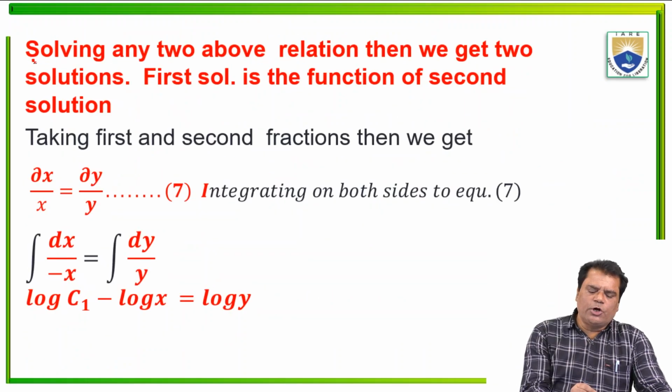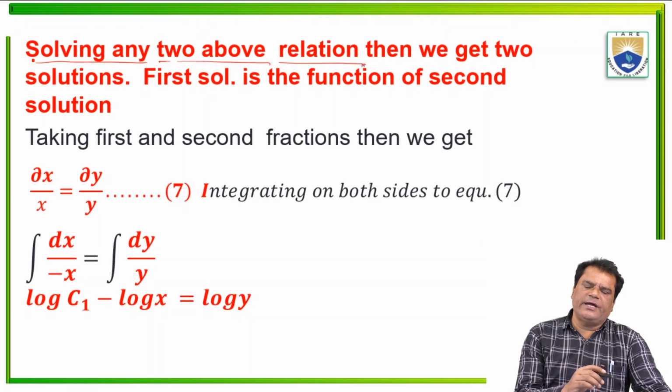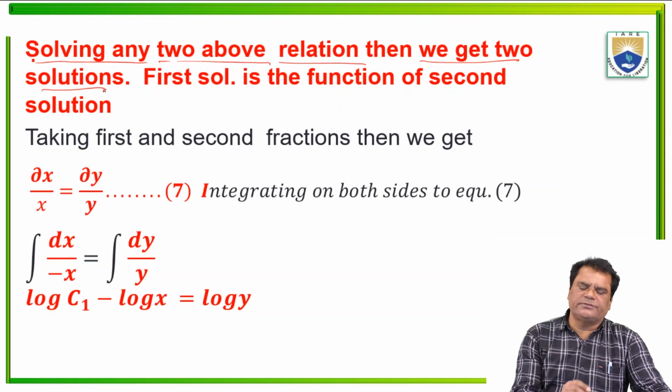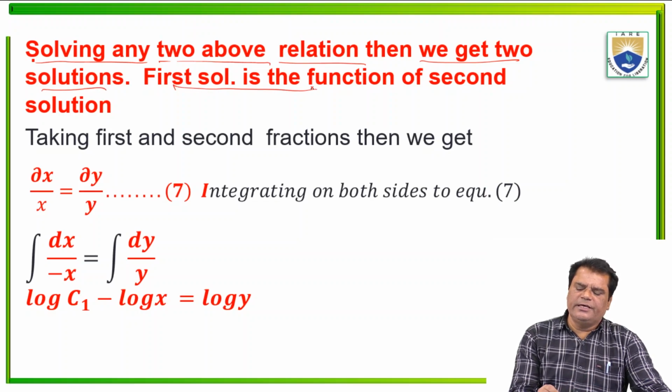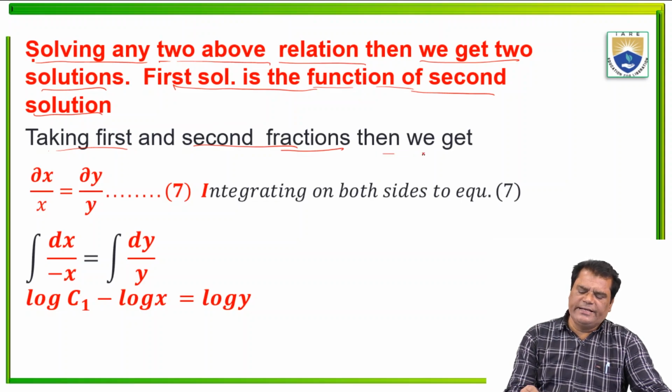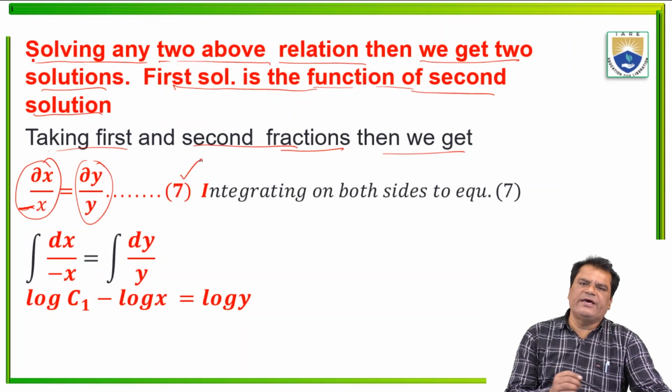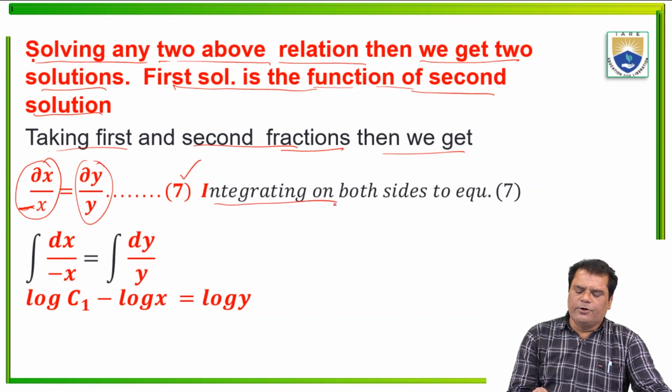Now solving any 2 of the above relations, any 2 relations we want, we get 2 solutions. The first solution is a function of the second solution. Taking the first and second fractions, we get dx upon minus x equal to dy upon y. This is equation 7. Integrating on both sides of equation 7.